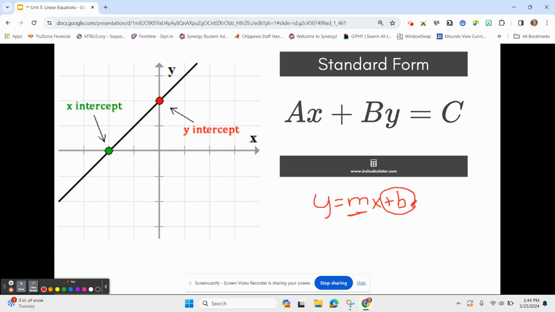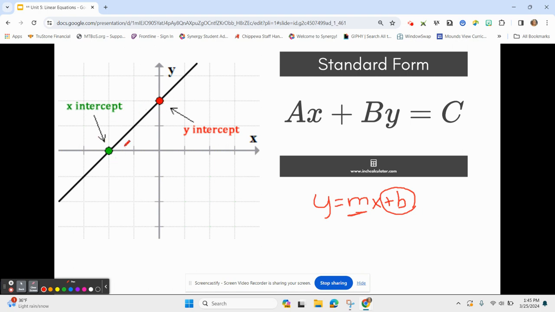And so on Friday, we did a little bit of work around this new form called standard form, noticing we've got a times x plus b times y equals c. What we learned is that standard form is just a way to find your x and y intercepts. In standard form, you don't actually see the slope, but when we graph it, we can find the slope. It makes it very clear for us to see the point of intersection on the x and the y-axis.